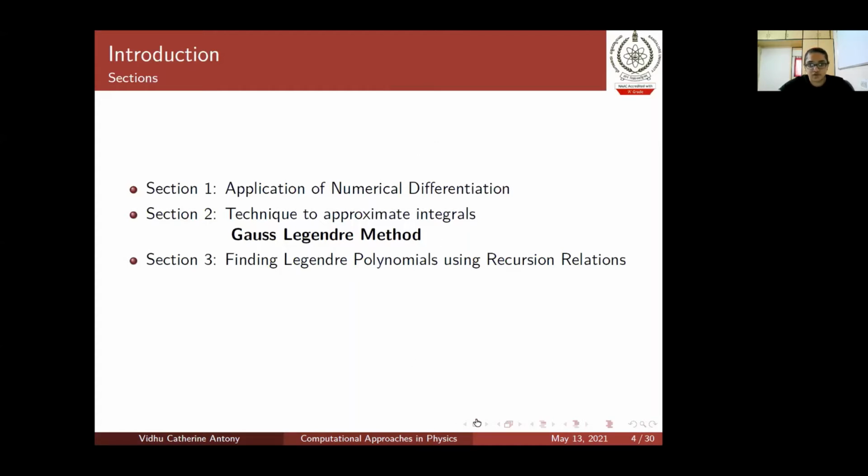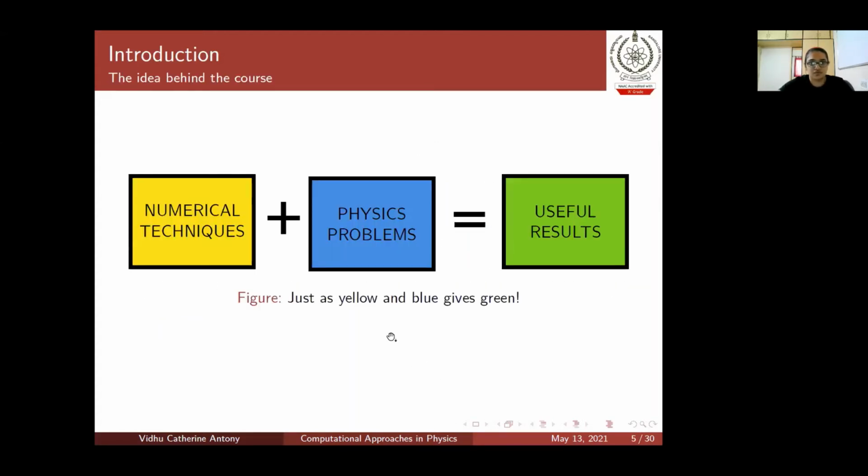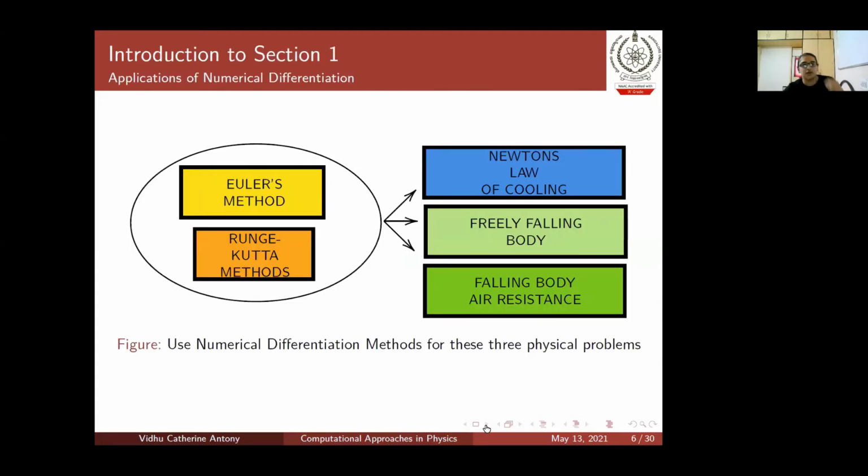So let's move on. Like I said before, the idea behind the course is to integrate these 2 concepts, numerical techniques and your physics problems, so that you get useful results out of them. What are the physics problems that we look at? We look at Newton's law of cooling, a freely falling body, and a falling body with air resistance. All of these are modeled using differential equations.